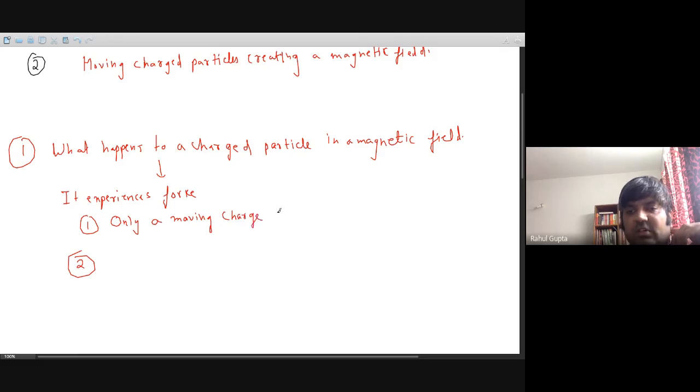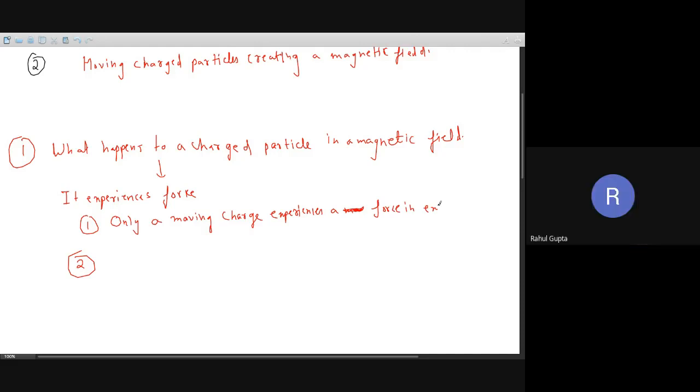So number one, only a moving charge experiences a magnetic force, or you can say force in external magnetic field, only a moving charge. Okay, this part is clear. So that means V not equal to zero.